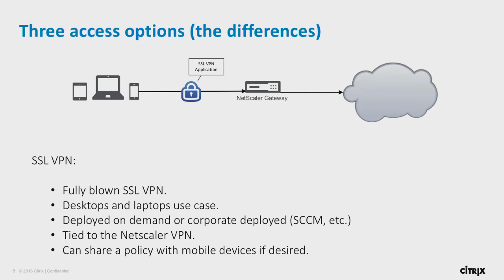Now, even though this doesn't support Zen Mobile, you can deploy the mobile VPN client through MDM and set up a per-app VPN, on-demand VPN to connect through the Unified Gateway, but that's it. It really does not support the NetScaler Gateway, or Zen Mobile doesn't support the whole Unified Gateway architecture behind it.